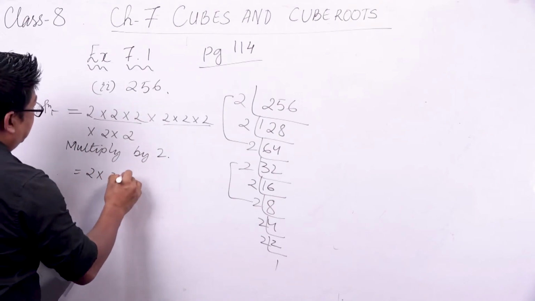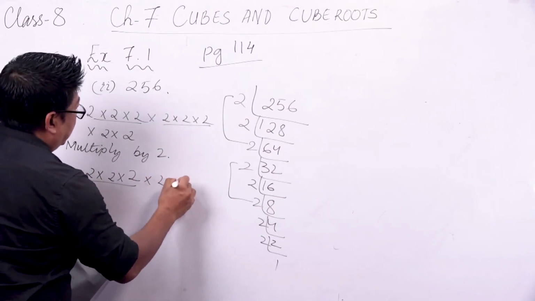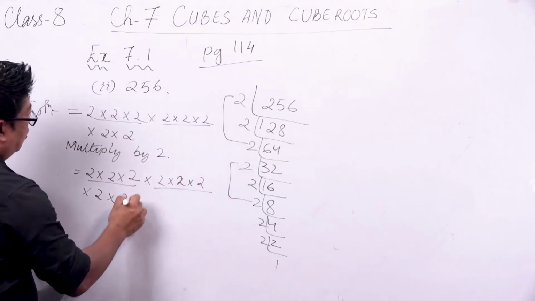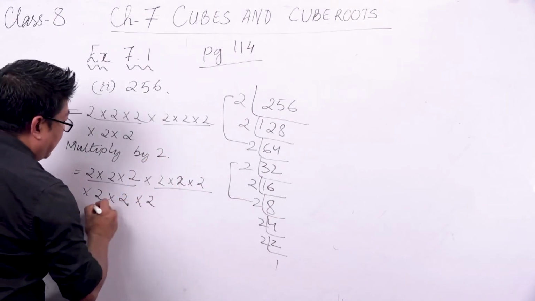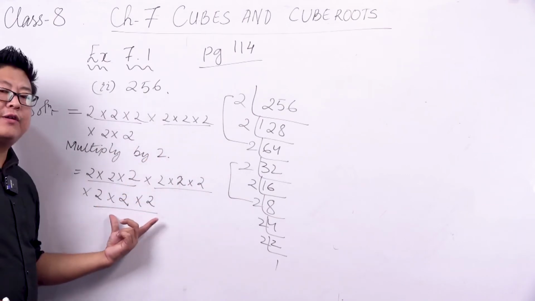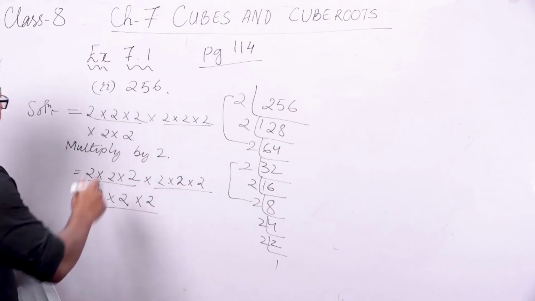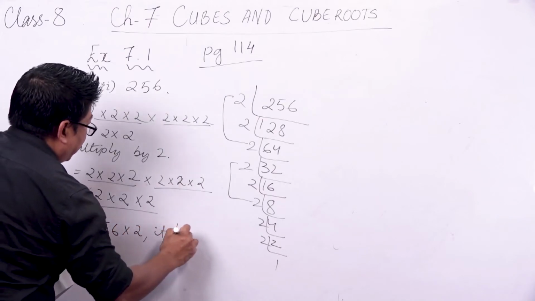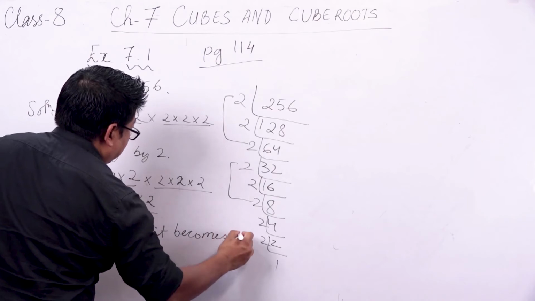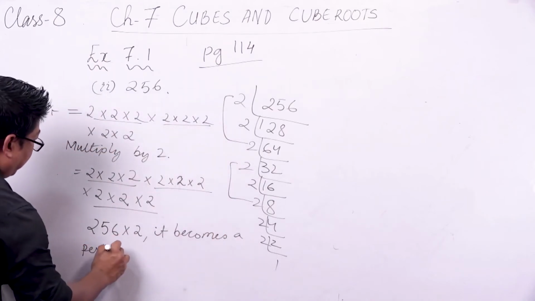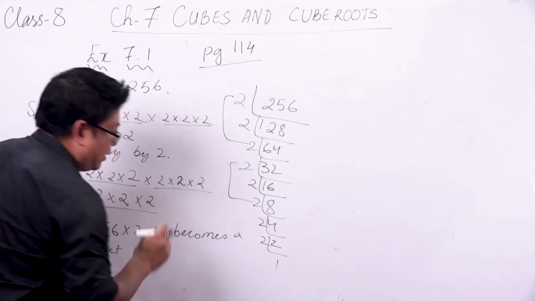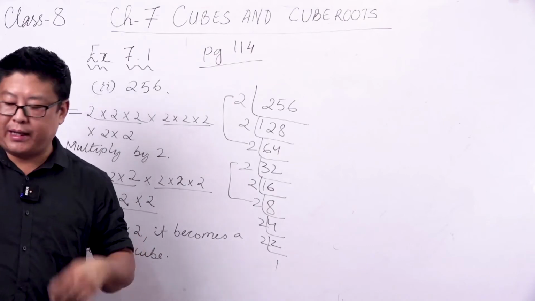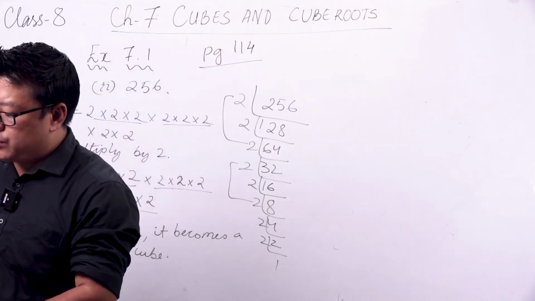So it becomes 2 into 2 into 2, one group, into 2 into 2 into 2, one group, into 2 into 2. Now this 2 will come here. It has become a perfect cube now. All right. So therefore, when you multiply 256 into 2, it becomes a perfect cube. All right. So this is all about multiplying numbers to make it a perfect cube. Let's move on to the next question.